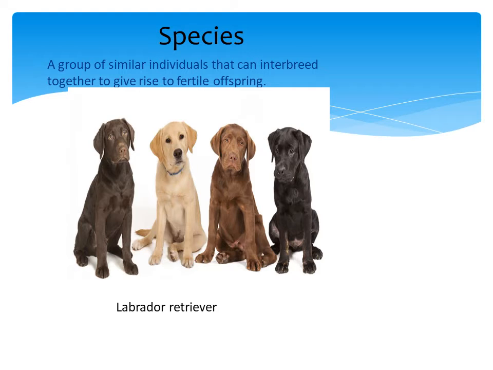As we know, species is the smallest taxonomic category. A group of similar individuals that can interbreed together to give rise to fertile offspring is known as a species. So, Labrador Retriever is a dog species. You can see they are of different types, they are of different varieties. They have different coat colors. Yet, they belong to the same species, so they can interbreed together and give rise to fertile offspring.